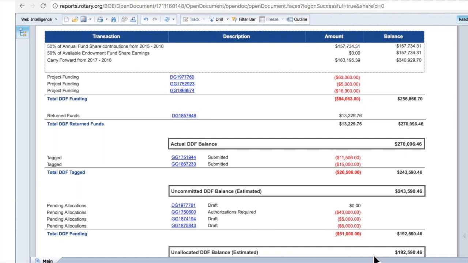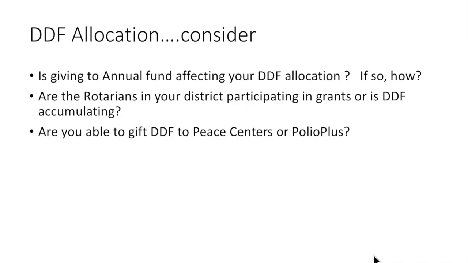So I really encourage you to pull your district's reports, and you can actually pull ahead to look at if you're going to be district governor next year, you can look at what your projected DDF balances are going to be. So in summary, I'd ask you to consider when you do look at those reports, is giving to your annual fund affecting your DDF allocations, and if so, how? And are Rotarians in your district participating in grants, or are you seeing DDF beginning to accumulate now that we're 5 years into the new grant model? And will your district be able to gift any DDF to the Peace Centers or to Polio Plus based on your DDF allocations and how your Rotarians are using them?